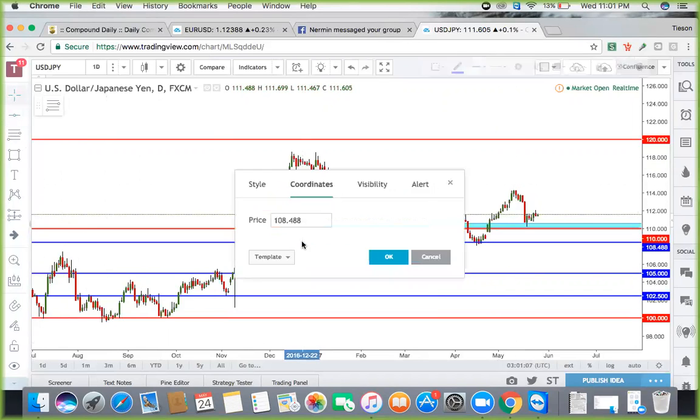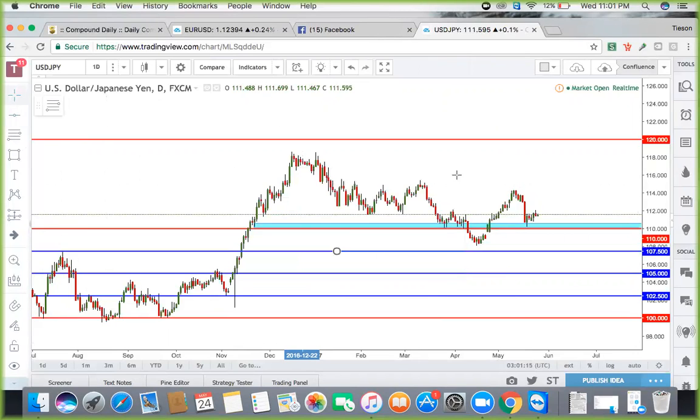And we're going to have 107.50. Okay? And once again, those are minor quarter points. So look at that. We see a perfect failure to break that minor quarter point, and we saw a nice push back.